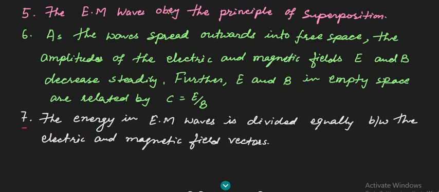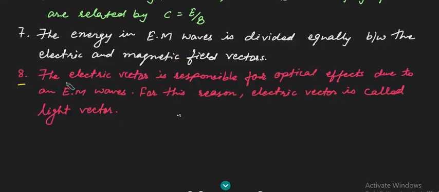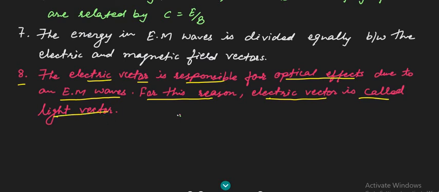Property 7, the energy in EM waves is divided equally between the electric and the magnetic field vectors. And property number 8, the electric vector is responsible for the optical effects due to the EM waves. For this reason, the electric vector is called the light vector. Why is the electric vector called the light vector? Only because it is responsible for optical effect.